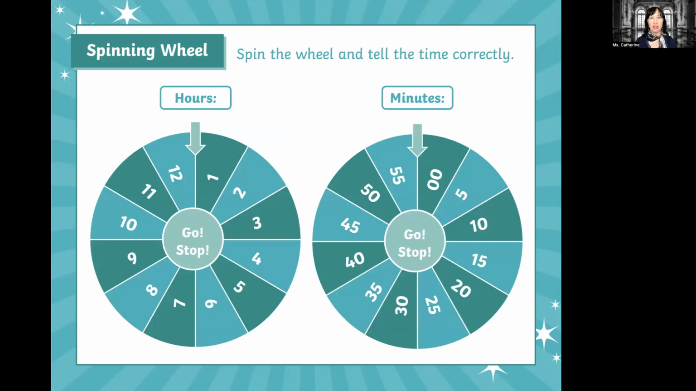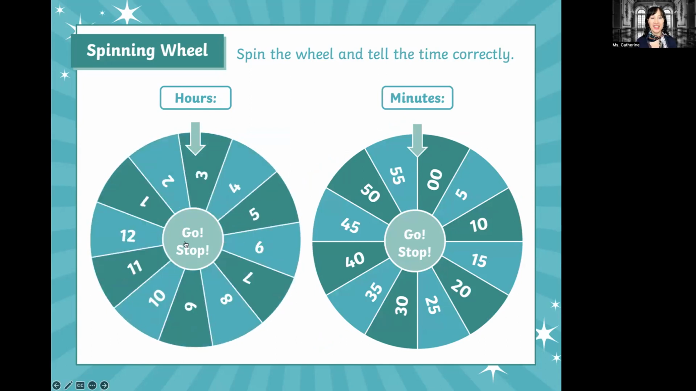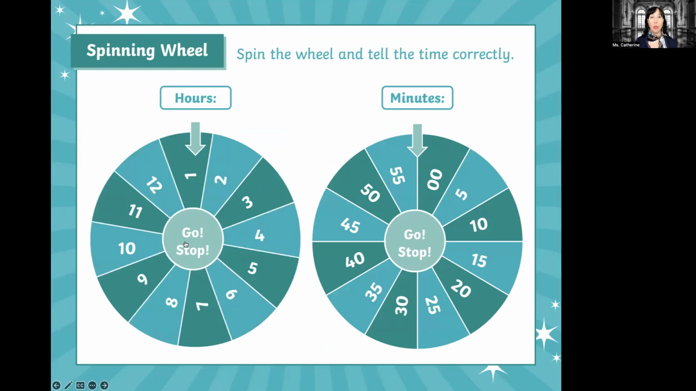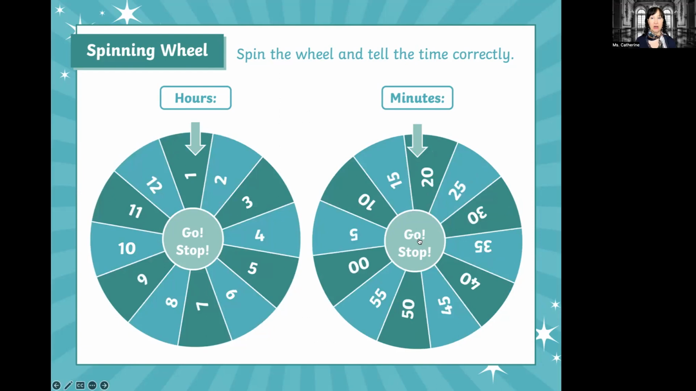Now let's spin the wheel. All right, now remember, we're going to say this in hours and minutes. We're going to spin the wheel together and tell the time correctly. Let's do the hours. Tell me when to stop. Okay. So what hour is it? 1, right? Now let's spin the wheel on the minutes. Should I stop? Okay, how many minutes? 20. Okay, now, if I see 1 is the hour and 20 is the minutes, it could be AM or PM. How can we say this?